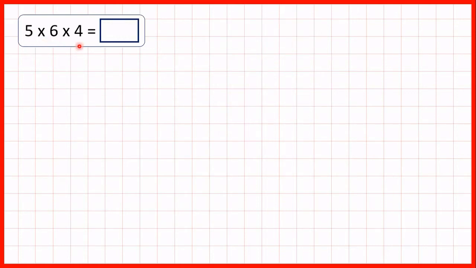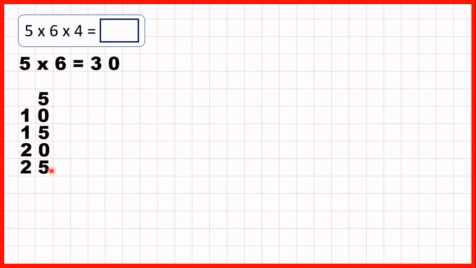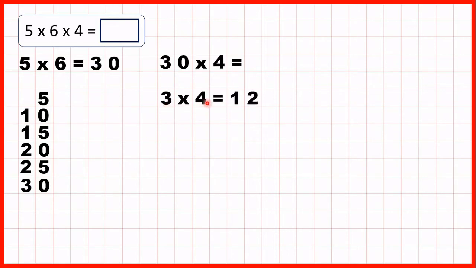Now 5 times 6 times 4. 5 times 6 is 30, and if we're not sure of that, it's probably easier to count up in fives 6 times, so we could count 5, 10, 15, 20, 25, and the 6th one is 30. So 5 times 6 is 30, but then we have a times 4 on the end, so we need to work out 30 times 4. Now there's a quick way to do this. We have a 0 on the end. We're multiplying a multiple of 10. So let's ignore the 0 for a moment and work out 3 times 4.